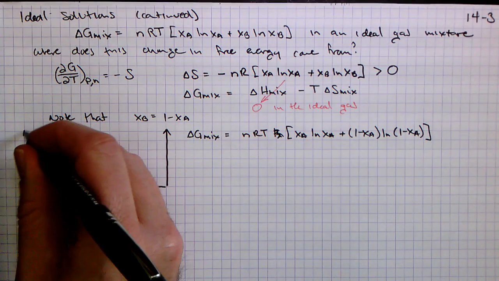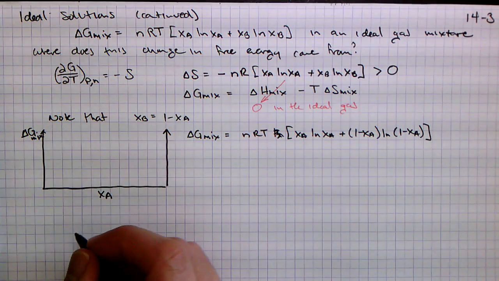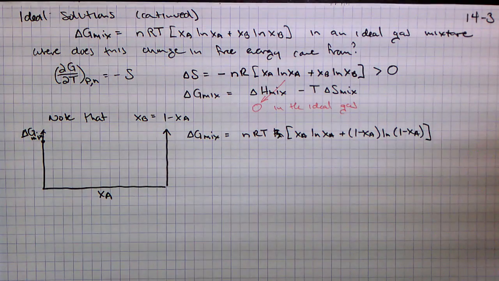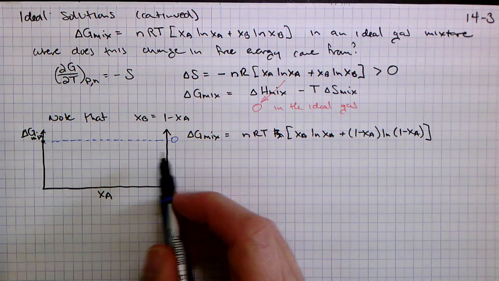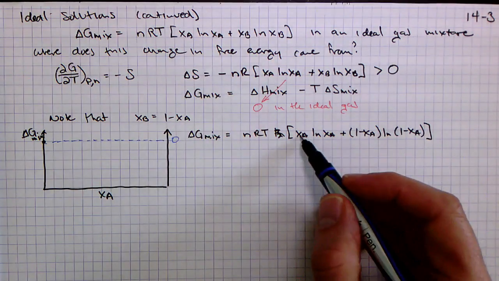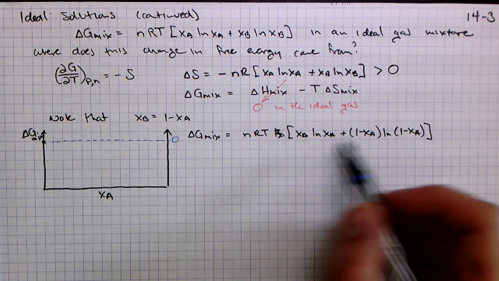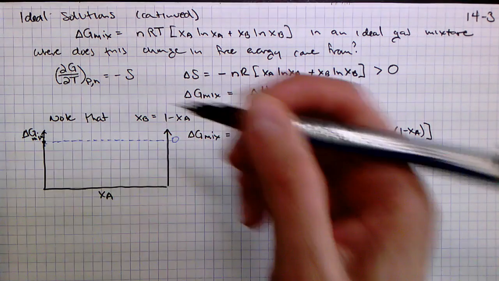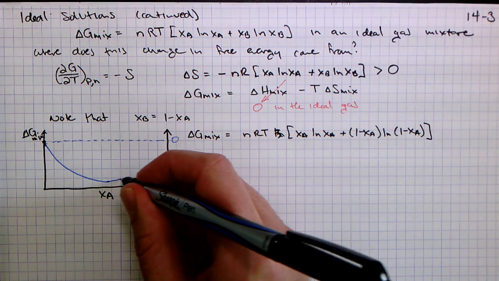we could plot delta G of mixing as a function of XA, and what we're going to find is that there's some 0 here, right? So we can see that if XA is 0, then we have a 0 here, and we have natural log of 1, which is also 0, so both terms go to 0. And the same is true if XA equals 1. And then for any other value, you get a negative number, and the minimum value is at XA equals a half.